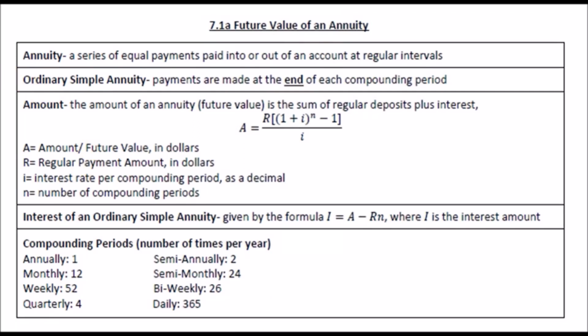Okay, so first we're going to talk about what is an annuity. An annuity is a series of equal payments. That's the important part: equal payments paid into or out of an account at regular intervals. When we're talking about this, we're talking about one of two things. It's kind of like a loan, a payment against an amount that you owe, or we can talk about investments.